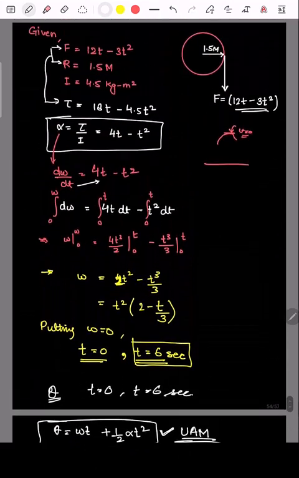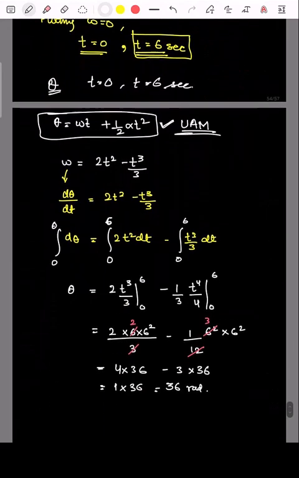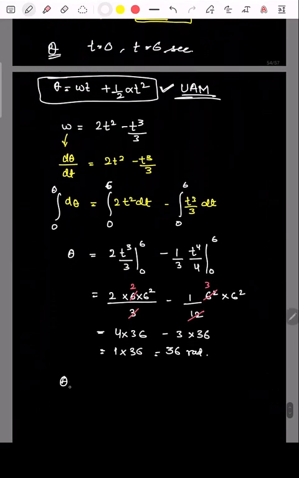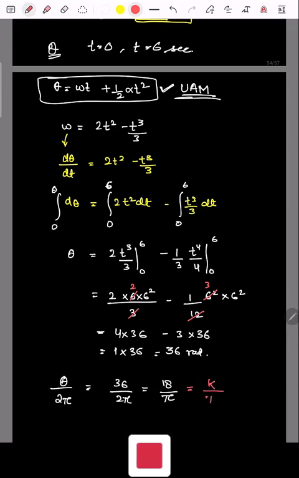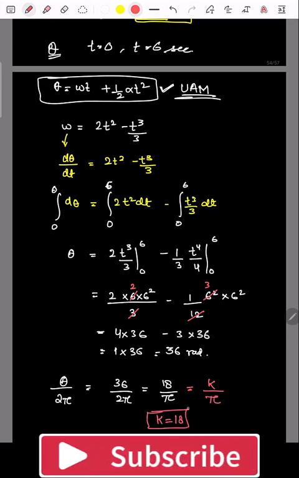What is asked? The number of rotations is asked. Hence, we need to divide this theta by 2 pi, because in one rotation 2 pi radian is covered. So dividing 36 by 2 pi, we get 18 by pi. On comparing with the given k by pi expression, we get value of k equal to 18. Hence 18 is the answer of this question.